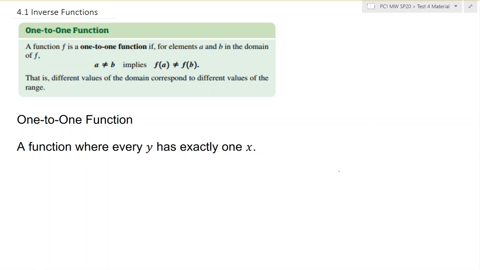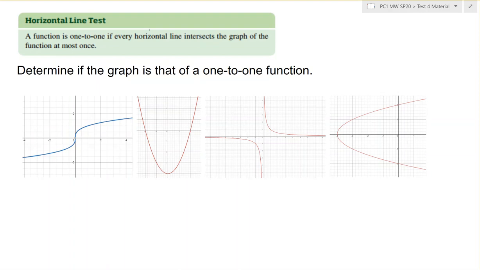If that does not make any sense to you, it's okay. You can think of a one-to-one function with this very simple definition: a function where every y has exactly one x. So it first has to be a function, and then every y has to have exactly one x. If you remember, a function is where every x has exactly one y. So let's look and see how we can apply this.